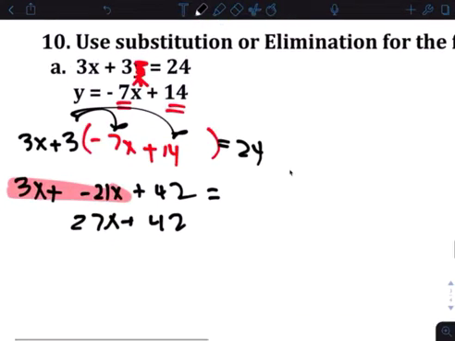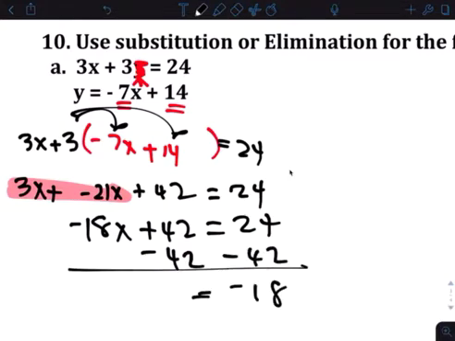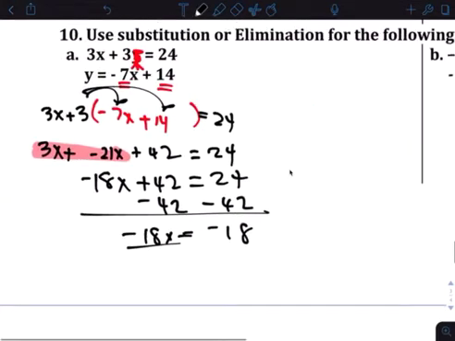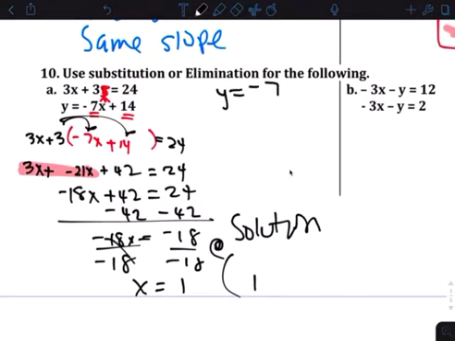Equals, oh no, what am I doing? Okay, combine that, that would be negative 18x plus 42 equals 24. Minus 42, minus 42, get negative 18x equals negative 18. Divide by negative 18. So x equals 1. The graphs are going to meet at 1. It's going to be one solution. Y equals negative 7x plus 14.